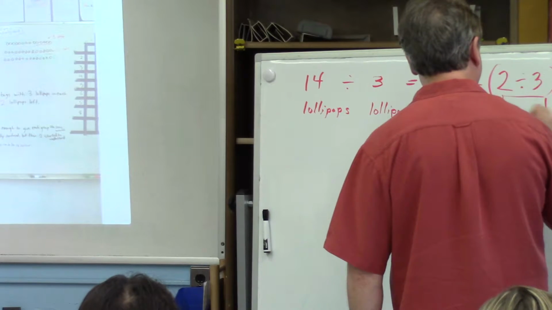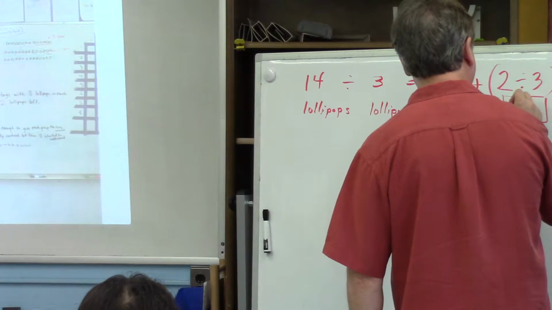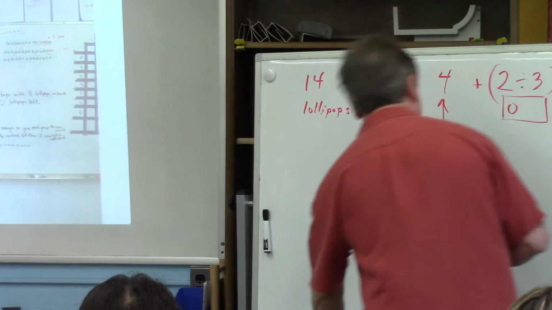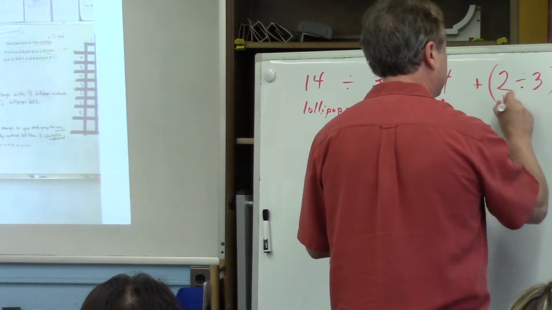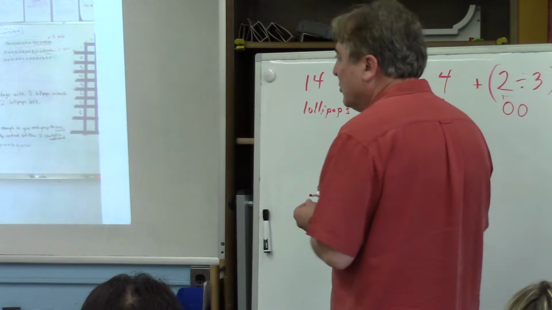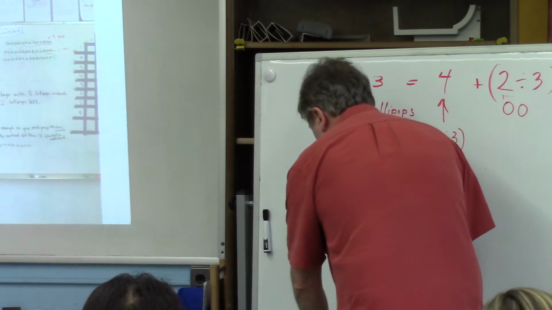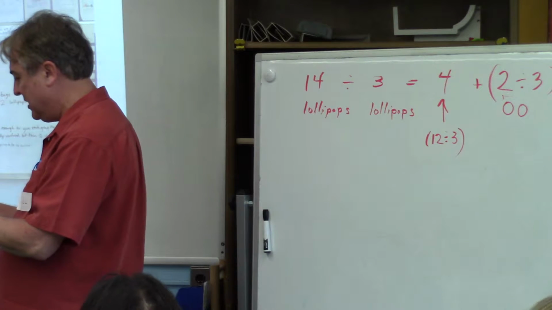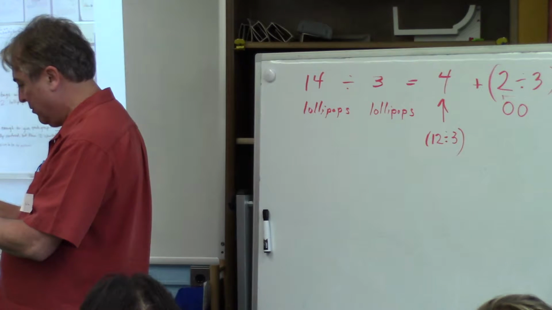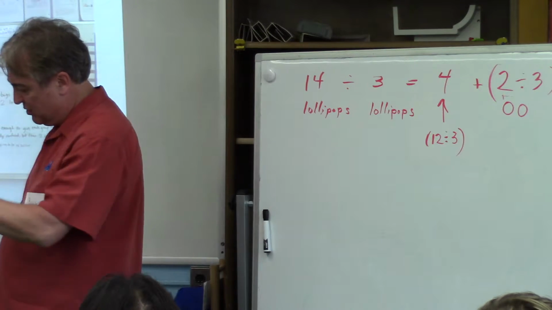So the picture of this 2 left over at the end, then what do we do? What do we do with those 2? And I think some of the kids were wondering about what actually is the answer to 14 divided by 3. So I want to read a couple more journal entries.